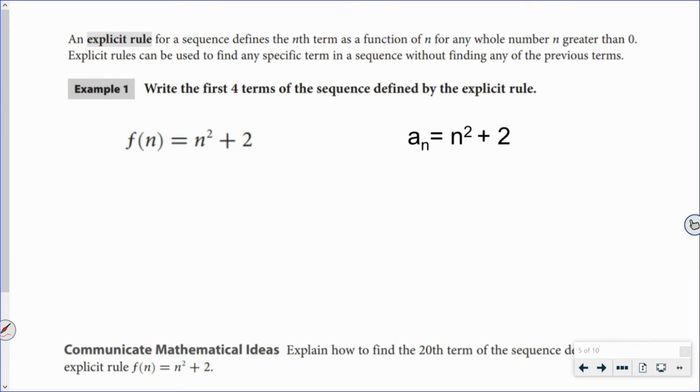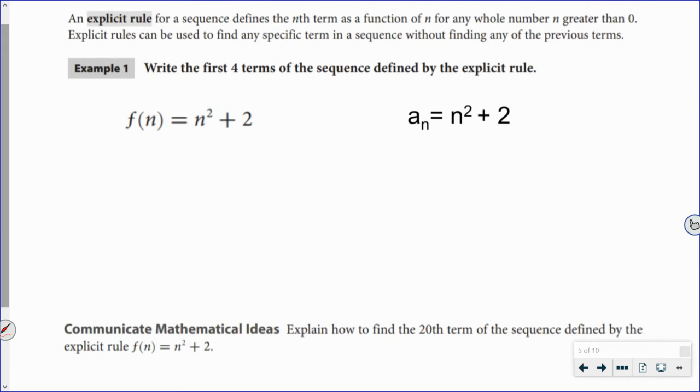Notice this problem I have here. I've written it in both ways. I've written it as f of n equals n squared plus 2. Remember also that I can write it in subscript notation as well. The good thing on the EOC, you'll be given formulas for sequences, and that's kind of nice. I'll be giving you some formulas tomorrow to write down, but you can refer back to your notes. On the test, I'll give you the formula as well.